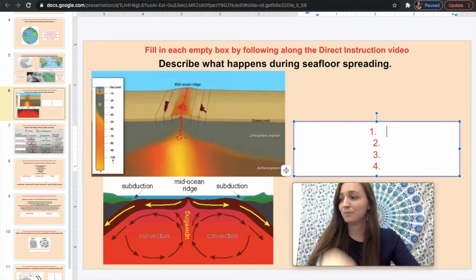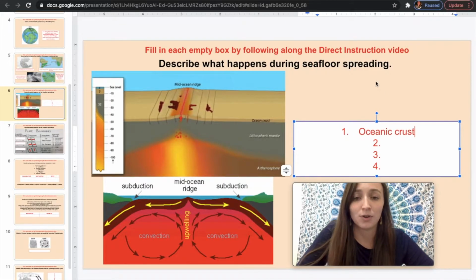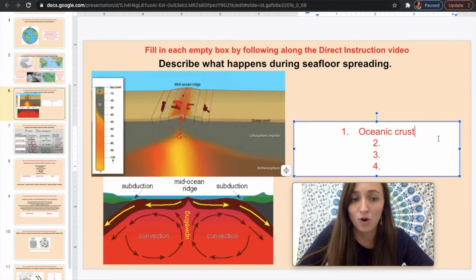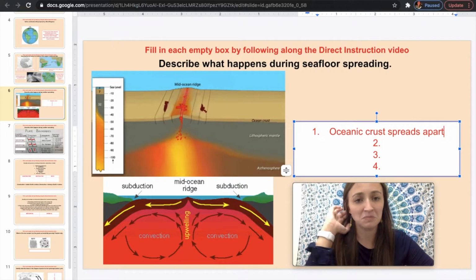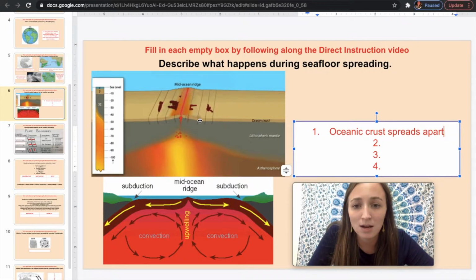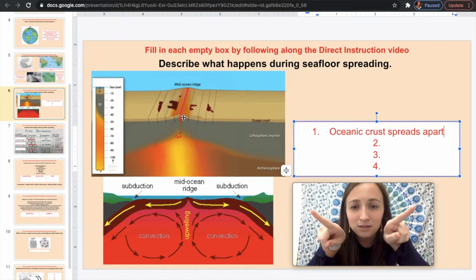Let's go through them. With seafloor spreading, you have the oceanic crust. So again, it's in the sea floor, it's in the sea, so we know it's going to be in the ocean. That's why it's oceanic crust. Spreads apart. I mean, duh, seafloor spreading. The seafloor spreads. So if you see right here, we have in the brown that oceanic crust. Notice how it's slowly spreading apart.